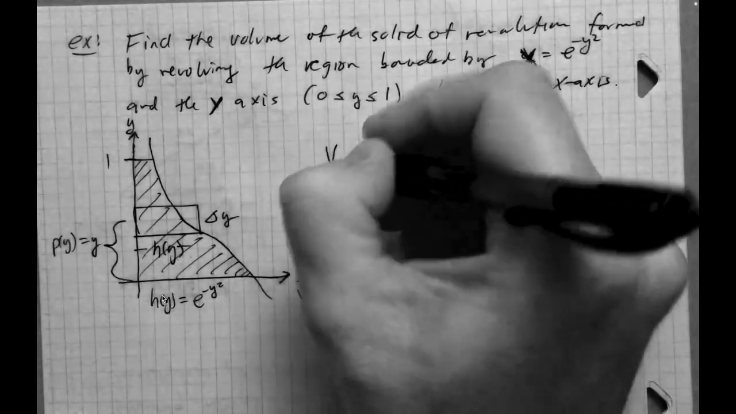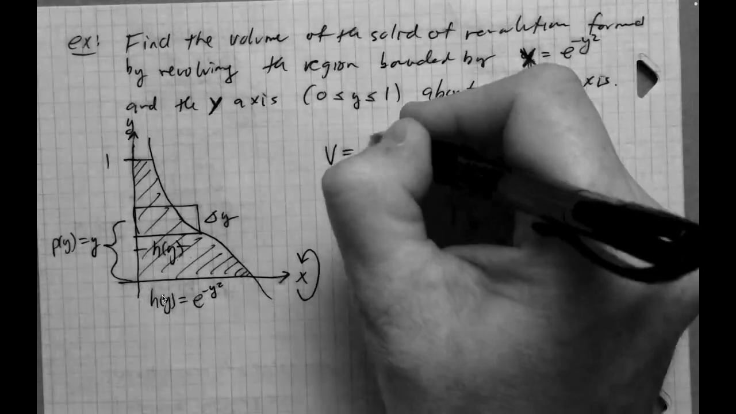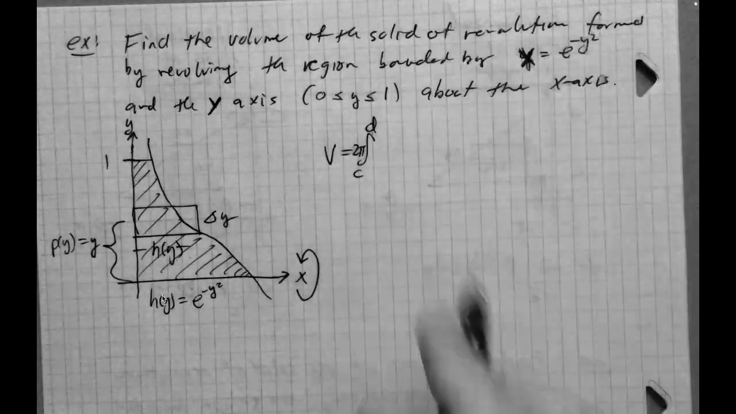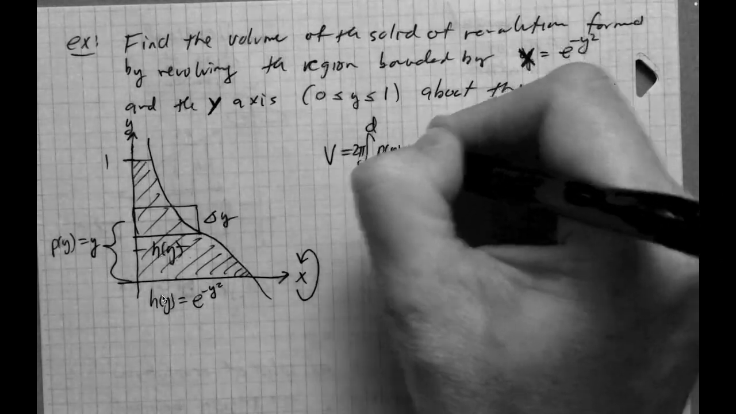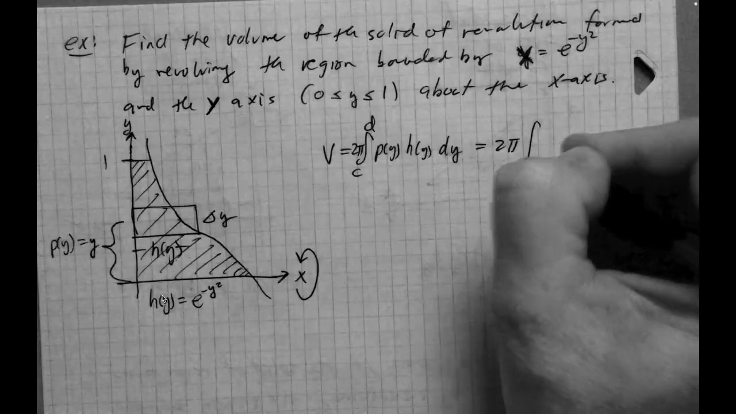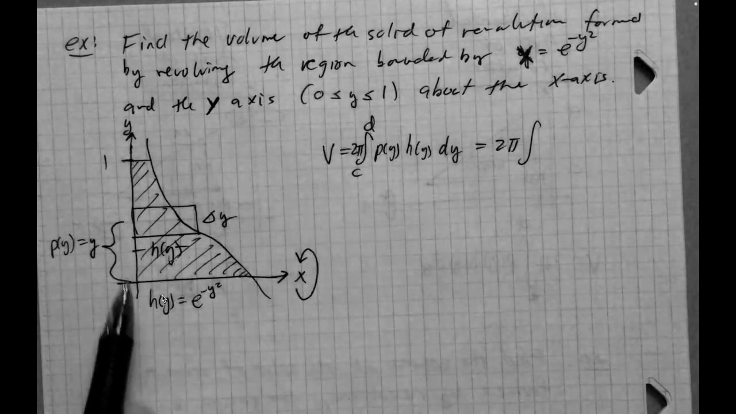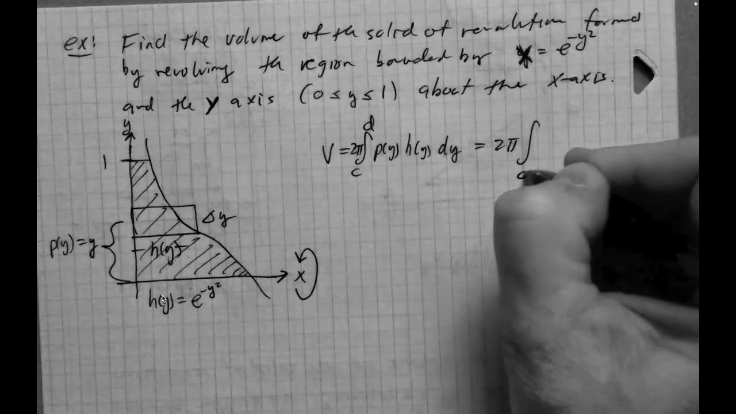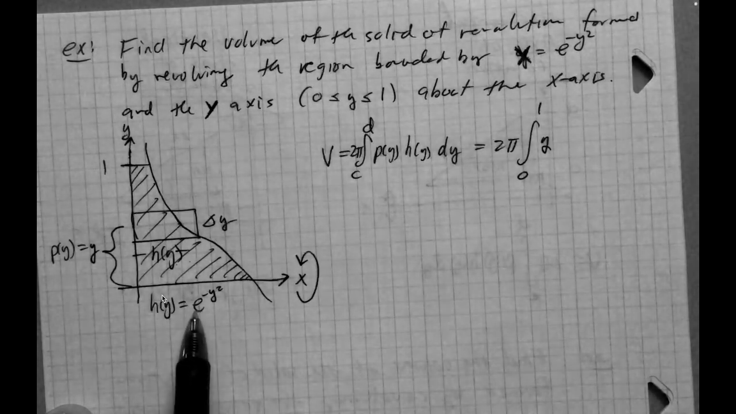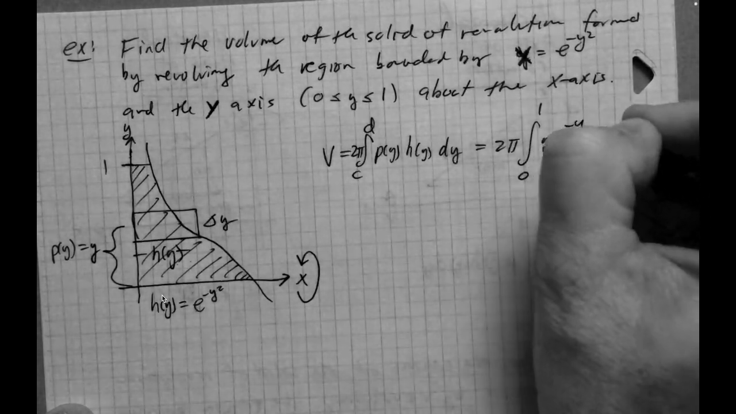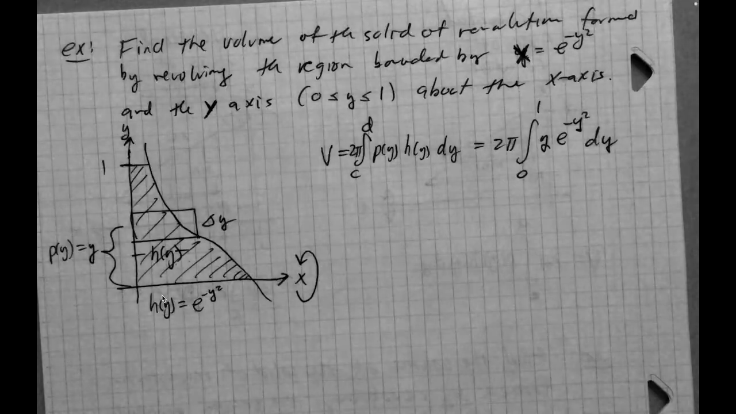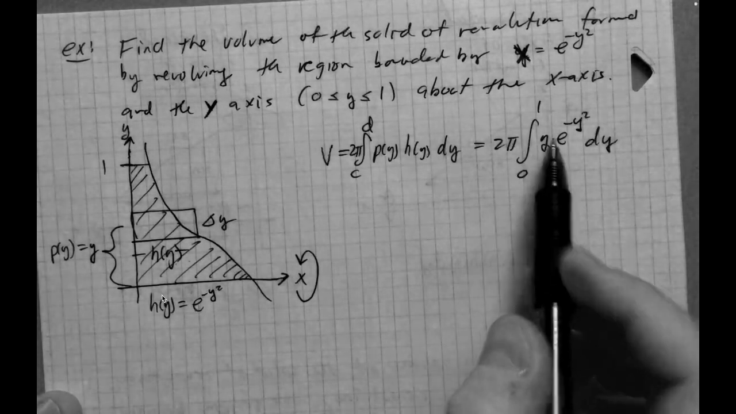All right, so then we can set up our integral. So let's write down the formula for this. It would be 2 pi times the integral from c to d of p of y h of y dy. And so that means, what is the region? It's 0 up to 1. It's given. Our p of y we see is y, and our h of y is e to the negative y squared. Okay, so this is what our integral looks like. Okay, can we integrate this?